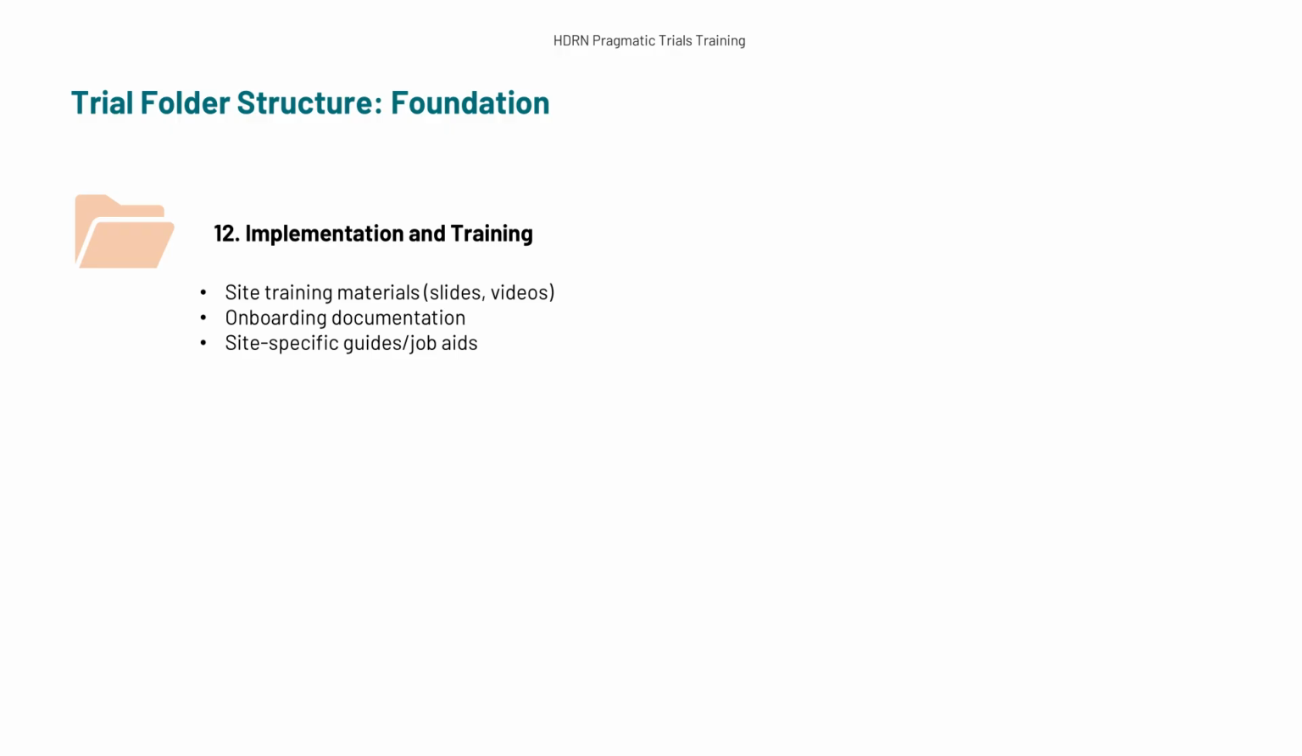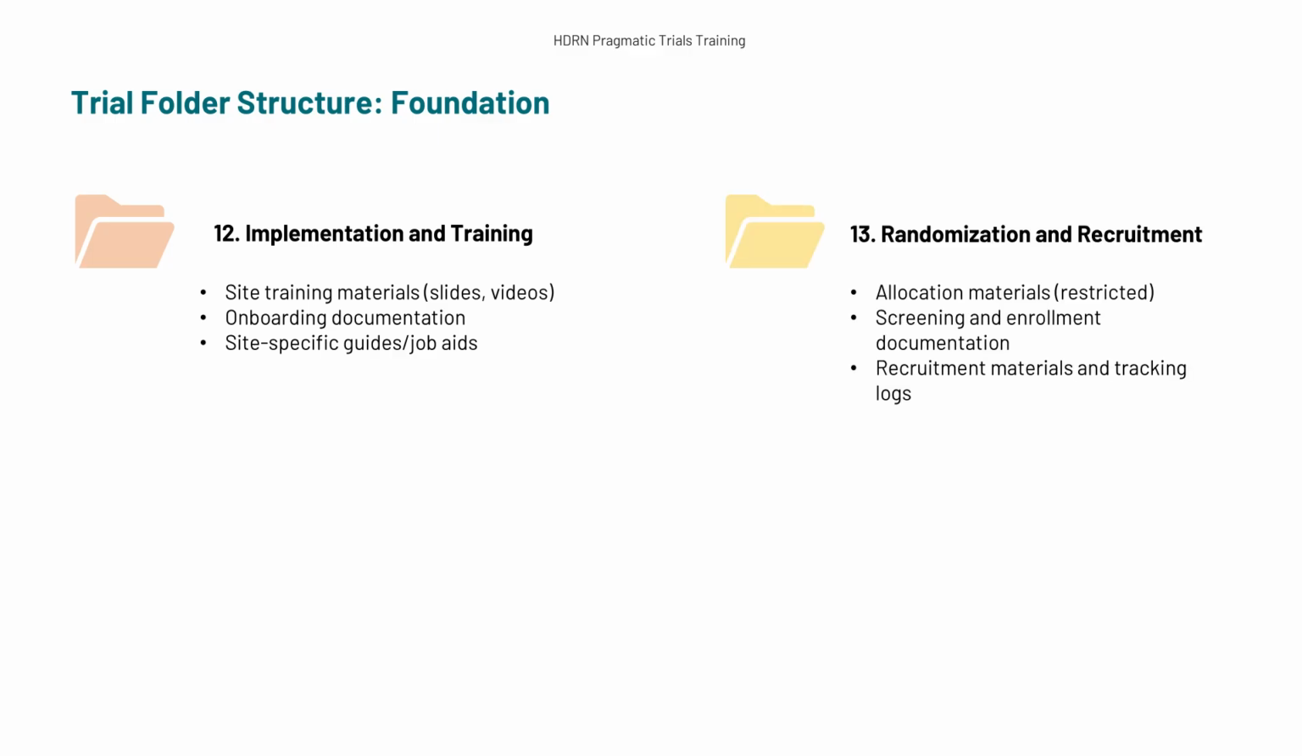Operational and closeout folders support how the trial runs day to day and how it's wrapped up responsibly. Implementation and training focus on site-facing materials, training slides, videos, onboarding documentation, and site-specific guides. Randomization and recruitment hold allocation sequences, recruitment materials, screening documentation, and enrollment tracking.